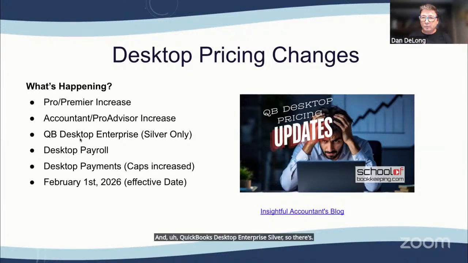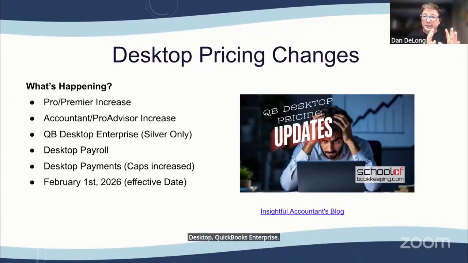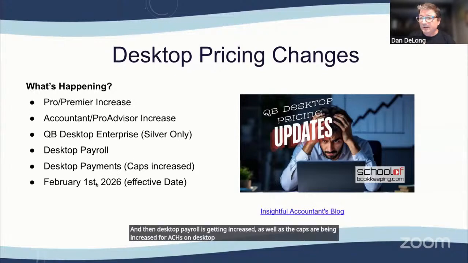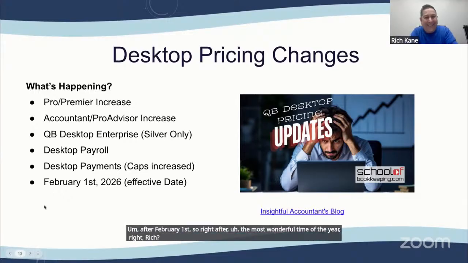So there's several precious metals when it comes to desktop QuickBooks Enterprise, but only Silver this time. All of the other ones included a pricing increase with the bundled enhanced payroll service, so they are spared this year. And then desktop payroll is getting an increase, as well as the caps being increased for ACHs on desktop payments. And all of this is going to take place after February 1st. So right after the most wonderful time of the year, right, Rich? You get socked with an increase.